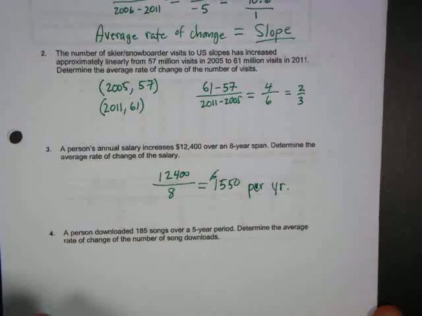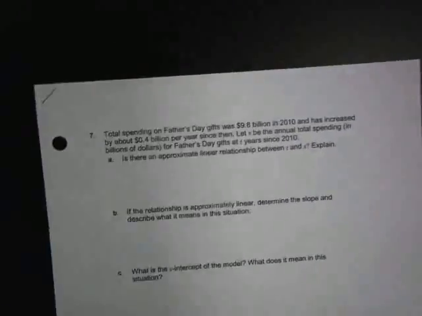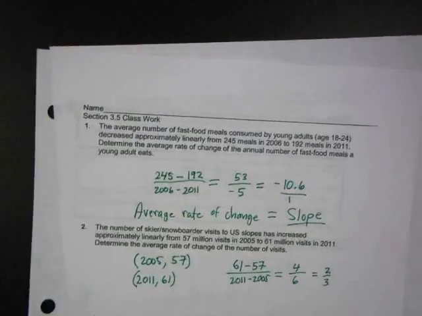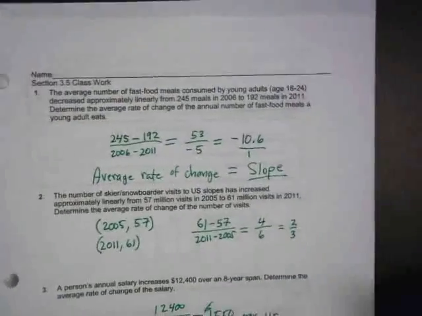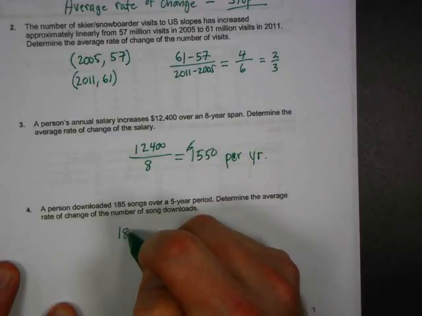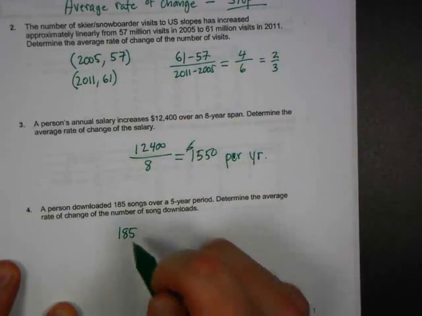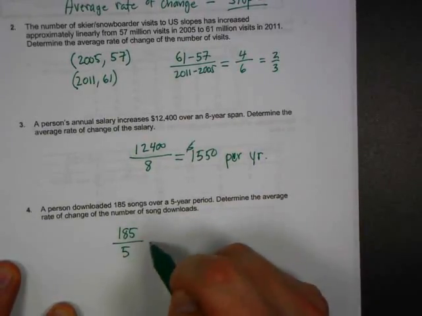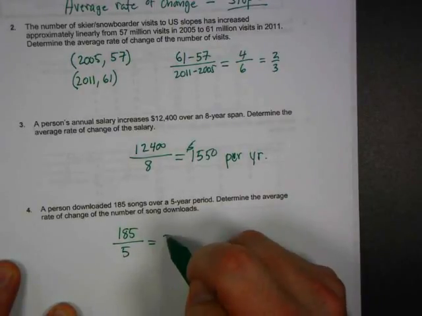All right, I want you to try number 4. I guess just number 4 for now. Okay, so what did you do for number 4? You divide 185 songs divided by 5 years. What does that mean? 37 songs per year.